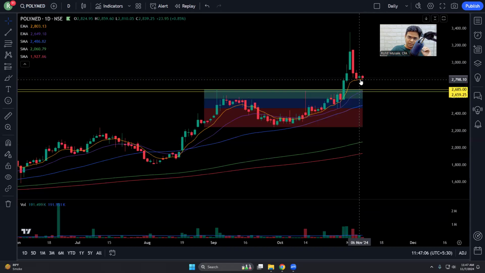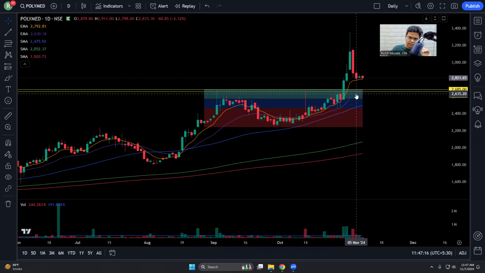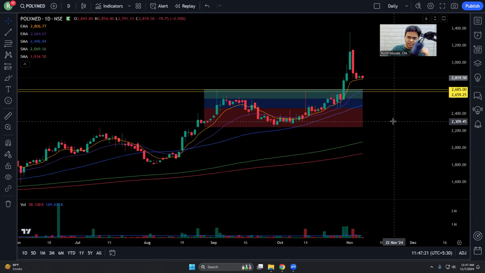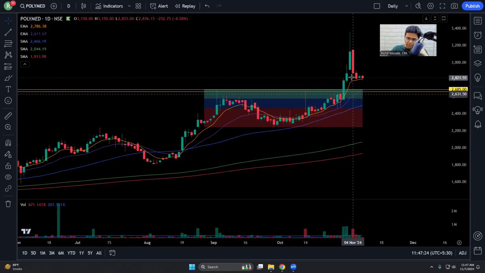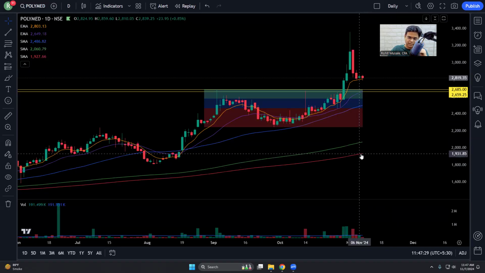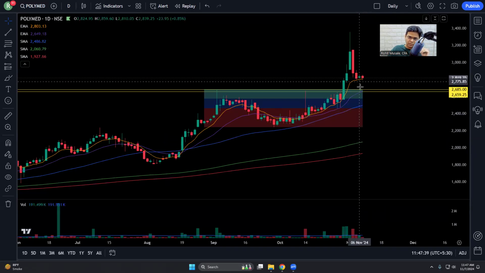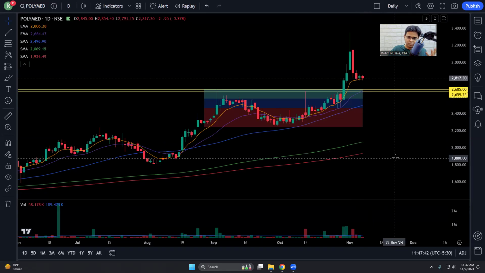Okay. Now don't ask me why simple, why exponential. That's for academic reasons. I will tell you the practical application. So purple line is the 21-day exponential moving average. Orange line is the 8-day exponential moving average. So let me classify these moving averages for you. The green line and the red line are called the long-term moving averages. The blue line is called the intermediate term moving average or the medium term moving average. And the orange line and the purple line are called the short term moving averages.